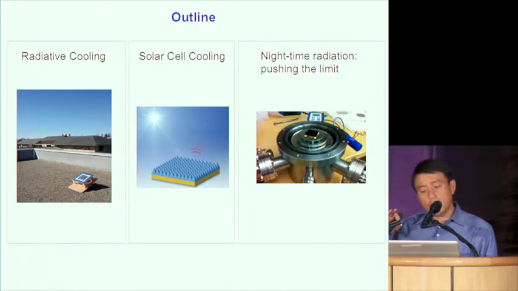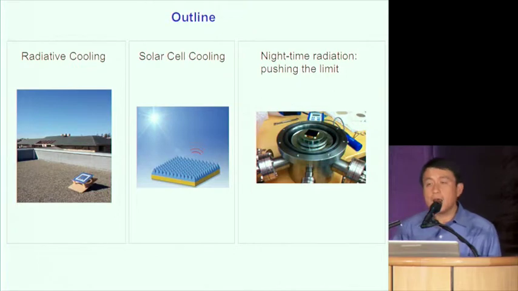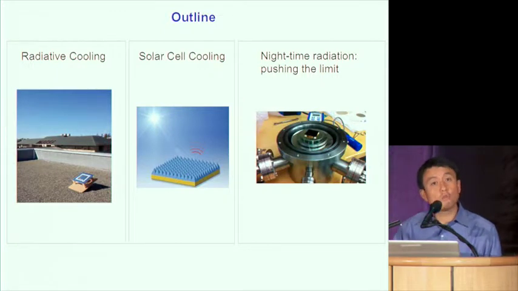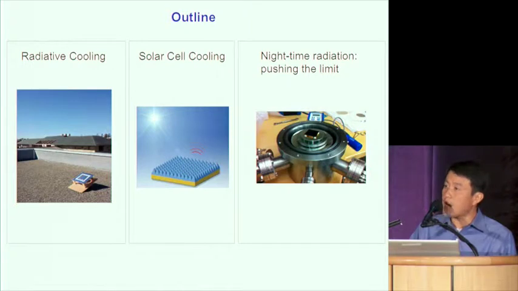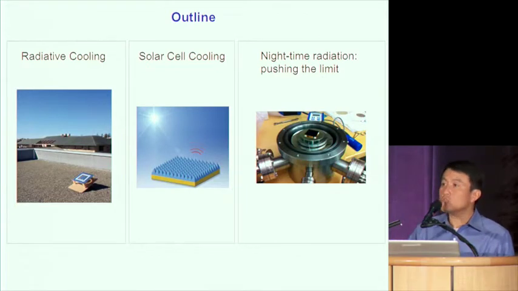So in the very last part of my talk, I'm going to report on some of the new projects that we've been undertaking with the support of GCEP, and that's to re-examine nighttime radiative cooling. But in this case, to push to the limit and to look for the possibility of harvesting power at night. So I would like to show you some of the latest results where we're trying to push the limit of nighttime radiative cooling.